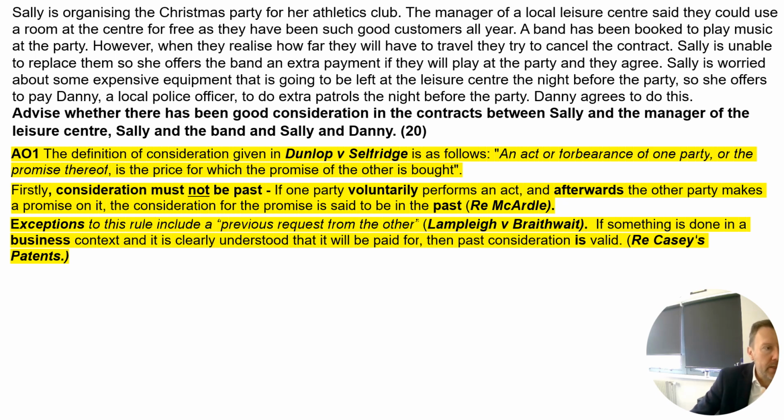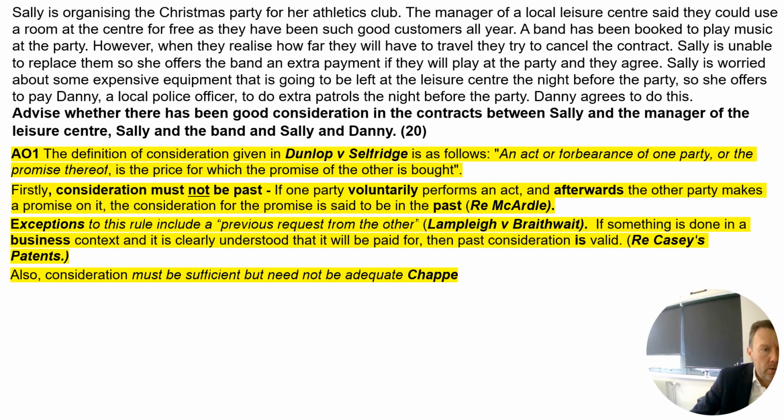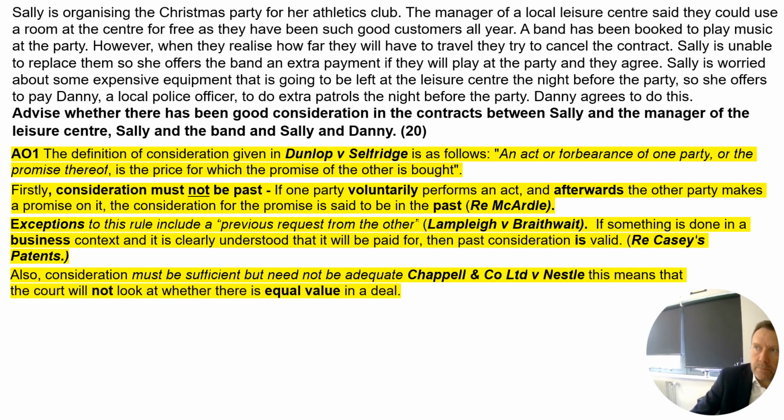And a further exception is this business context, where obviously there's an understanding and a presumption that it will be paid for, then past consideration is valid. That's the Casey's Patents case. You can then quote this classic: consideration must be sufficient but doesn't need to be adequate, from Chappell versus Nestle, and briefly explain what that means.